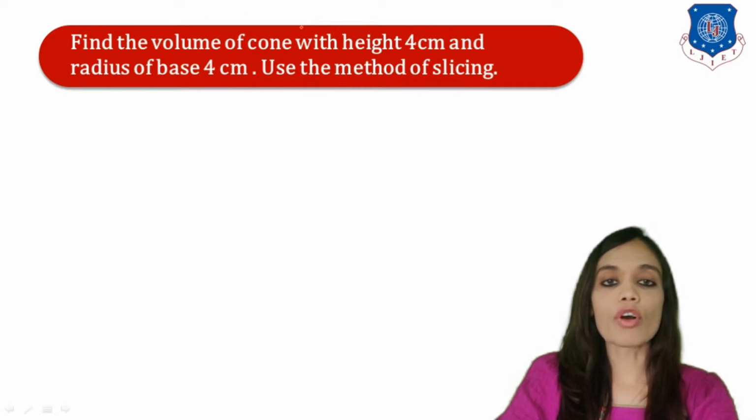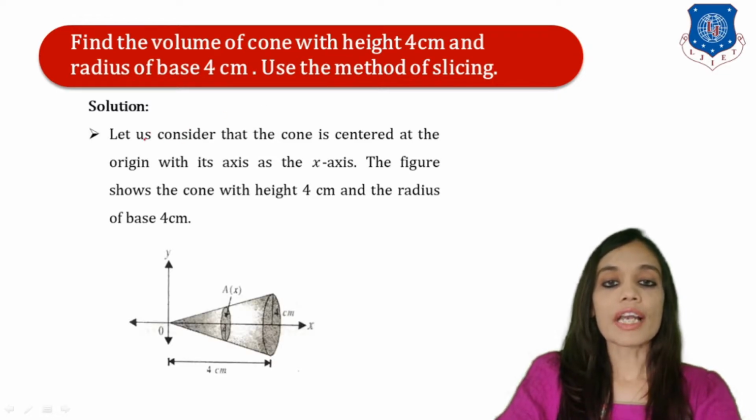Now let us start one example. We have to find the volume of the cone with height 4 cm and radius of base 4 cm using the method of slicing. Let us consider that the cone is centered at the origin, with its axis as the x-axis. The figure shows the cone with height 4 cm and radius of base also 4 cm. Now suppose we consider a slice.